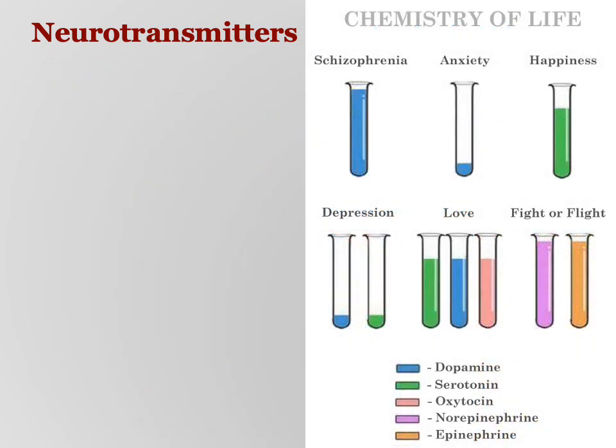Now, I'm going to warn you about all the garbage that's out there about neurotransmitters. I see it on the internet every day. It's really just embarrassing. You see diagrams like this. So schizophrenia, oh, it means you've got too much dopamine. Anxiety, oh, you don't have enough dopamine. Happiness, oh, you've got lots of serotonin. Depression means you're low on serotonin and on dopamine. Love means, ooh, look, you've got lots of whatever, oxytocin, serotonin, and dopamine. And there's fight or flight. This is just colorful nonsense.